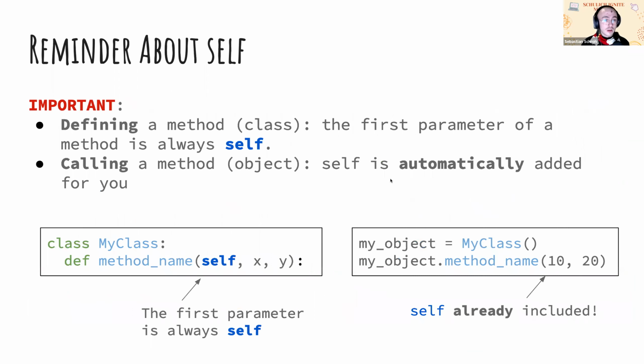All right. And another reminder about self. When you're defining a method for a class, the first parameter of the method is always self. So do not forget that. It is very important. And when calling a method from outside the class, self is automatically added for you. So for example, if we had this method called method name here for my class, my object.method name would call that method for us, and we don't have to include the self.